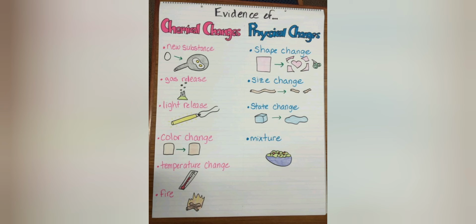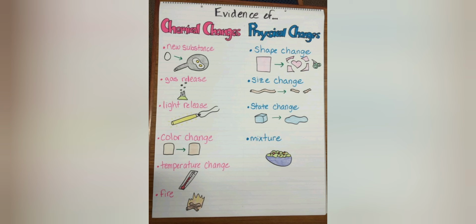Now, if I ask what is the difference between the evidence of chemical changes and physical changes, here we have it. In physical changes, basically there is a change in shape, size or state. No new product is formed. But in a chemical change, there is a new product, release of gas, color change, temperature change, there may be fire or burning, release of light, and odor change. But in physical change there is no odor change, right? So these are some evidences by which you can distinguish whether the change going on around us is chemical or physical.